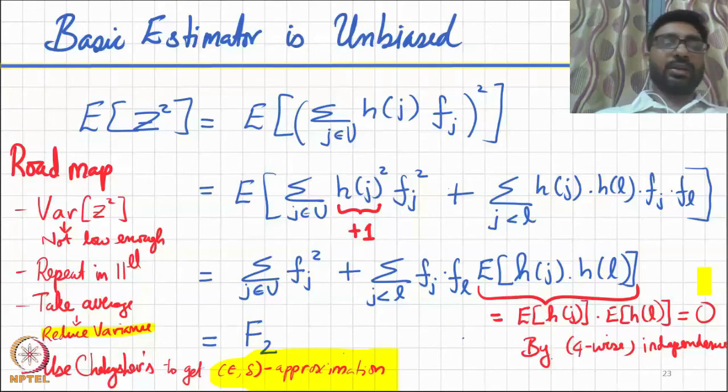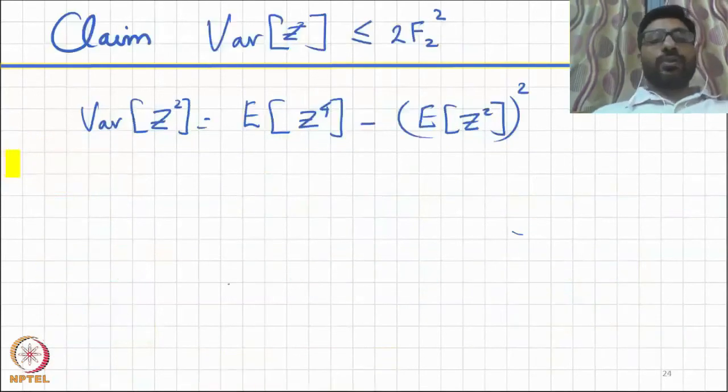So what is our roadmap now? We simply repeat the basic estimator in parallel several times, and we take the average, and by this means we can reduce the variance, and then use Chebyshev's inequality to get the required epsilon delta approximation. So for that, first let's figure out what the variance is of z squared, just the basic estimator, because we need to know how much we need to reduce it.